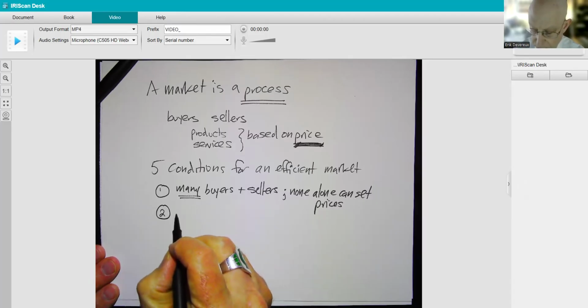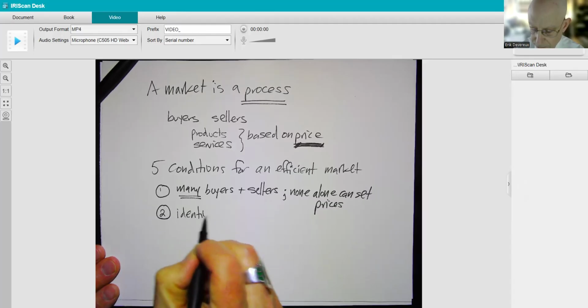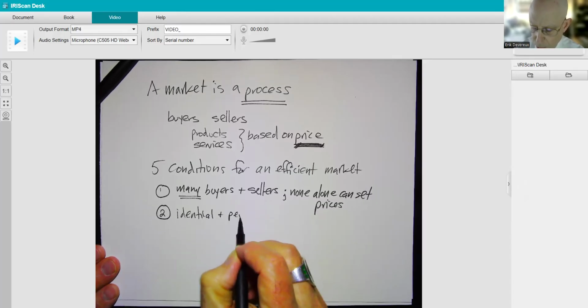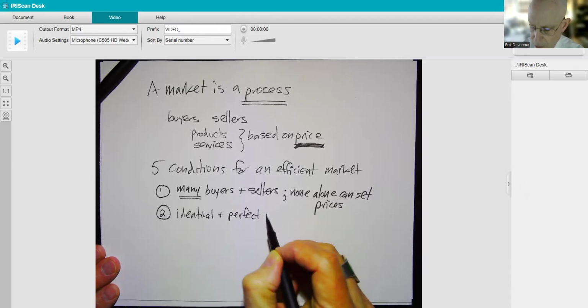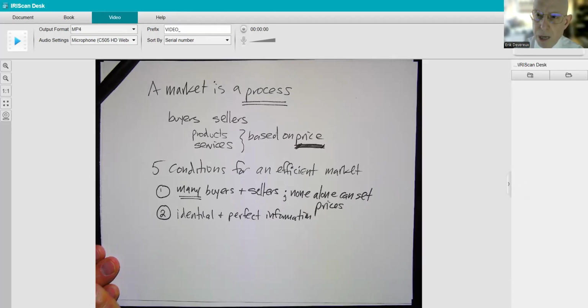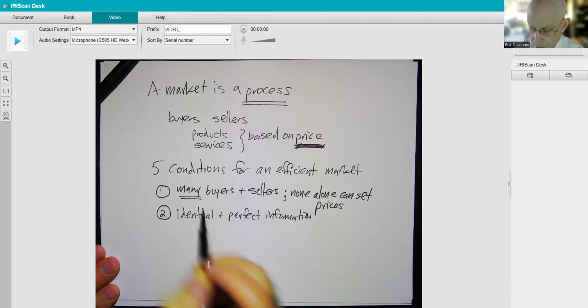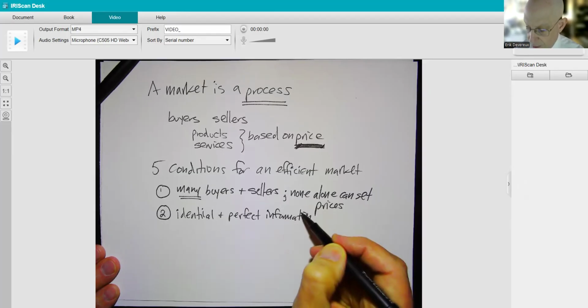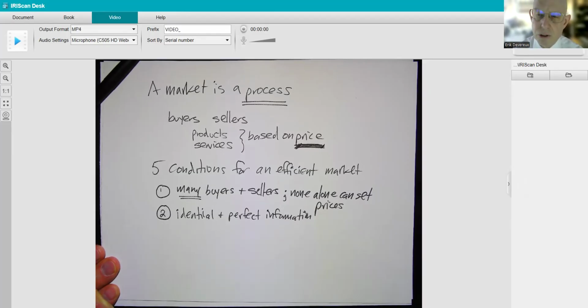The second is that there must be identical and perfect information about what is being sold available to everybody. Both buyers and sellers must have identical and perfect information about what is being sold, or else this market will not function perfectly. I have been in situations as a buyer where I had information the seller did not have, and the seller discovered later basically that I'd gotten away with a far lower price than I should have paid because the seller was not aware of something in the marketplace.